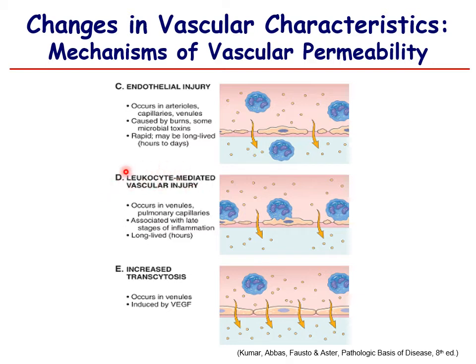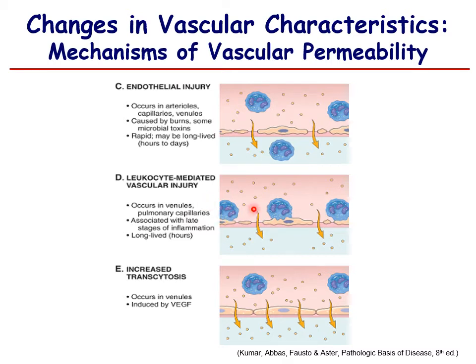The third mechanism of increasing vascular permeability is again due to vascular injury, but this time it is mediated by the leukocytes instead of the foreign entity. It happens usually in the late stage of inflammation. So in this figure, we see now that there is a lot of accumulation or recruitment of neutrophils to the site of inflammation.